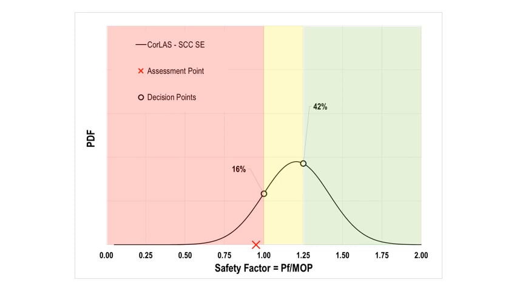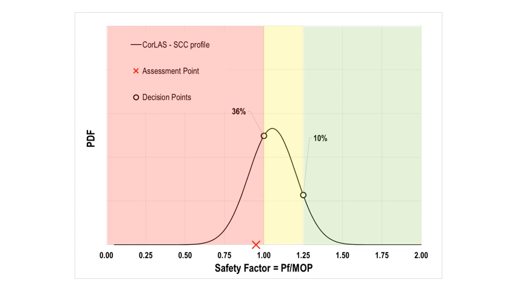So I think that demonstrates fairly simply that going to the CorLAS model for an SCC flaw in this particular case, even though it's a semi-elliptical assumption, is going to help you with your decision making relative to API 579, both in terms of safety and in terms of not spending money unnecessarily.